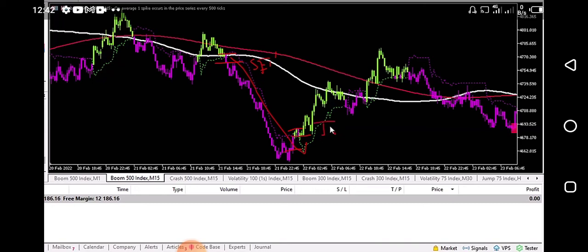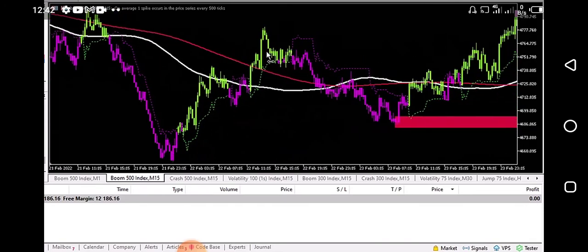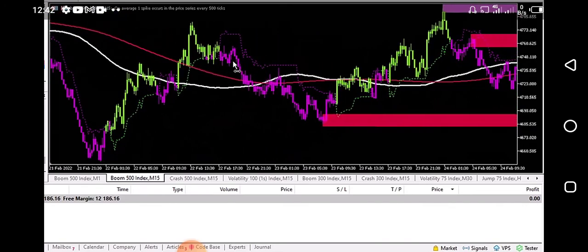Wait for the candle to be fully formed. Do not close it while the candle is in the formation stage. Wait for it to form, then you close or you take your profit. Simple.